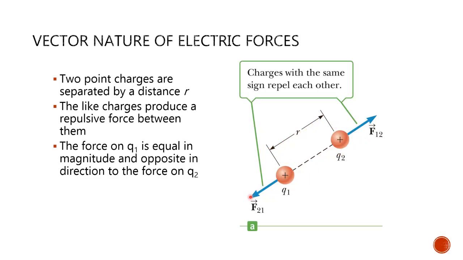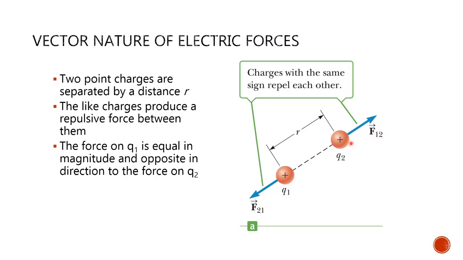So F sub 21 means that it is the force that is acted on Q1 by Q2. So 2 is doing the force to Q1. And then we have this second arrow, 1 to 2, meaning it is the force that Q1 is acting on Q2.